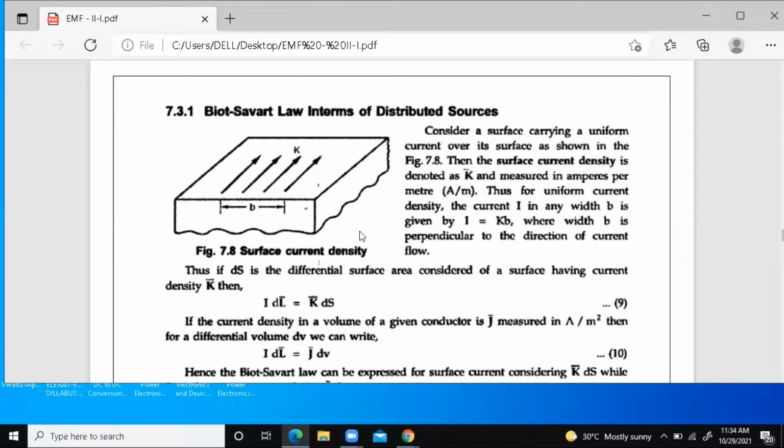So I dl, if you look at the entire surface, would be the same as K dS. And if it was a volume, I dl would be J dv. Digest that.